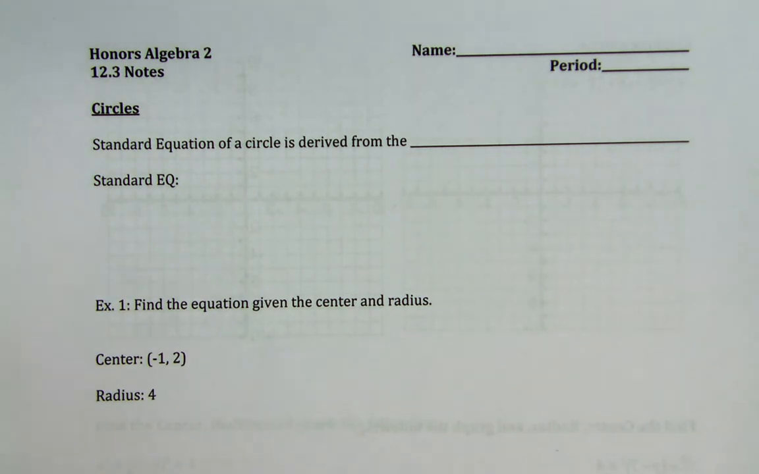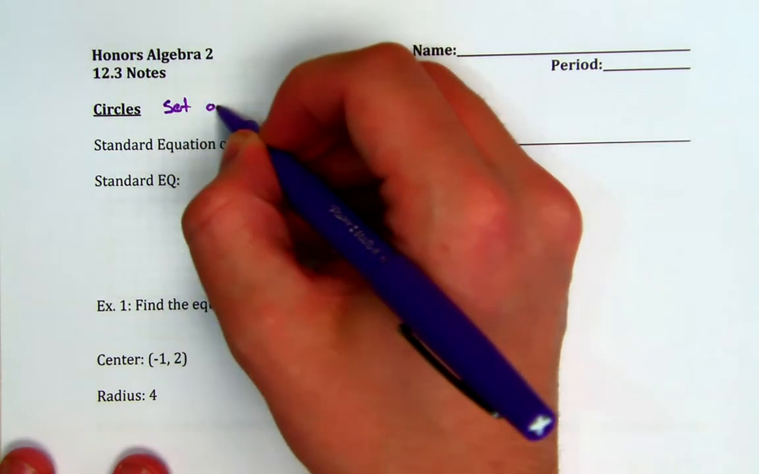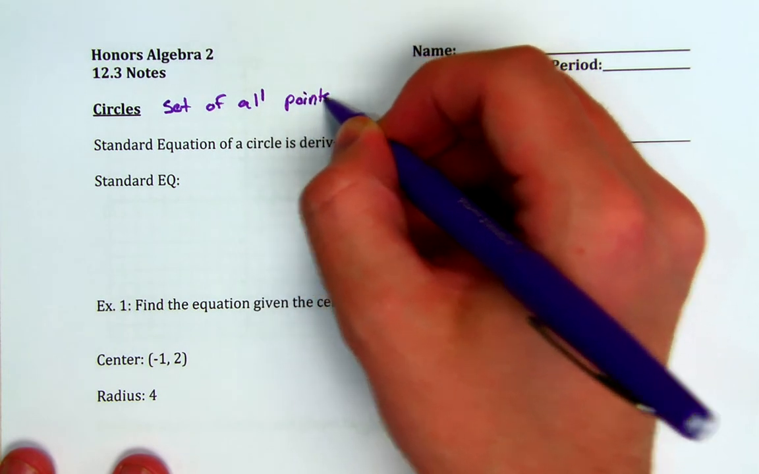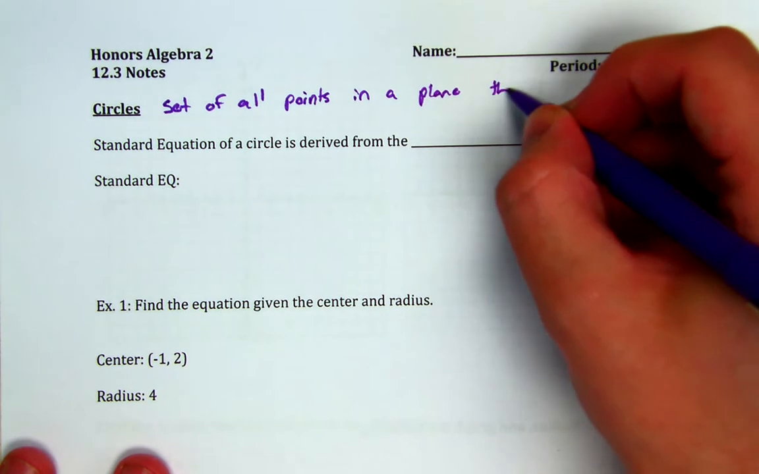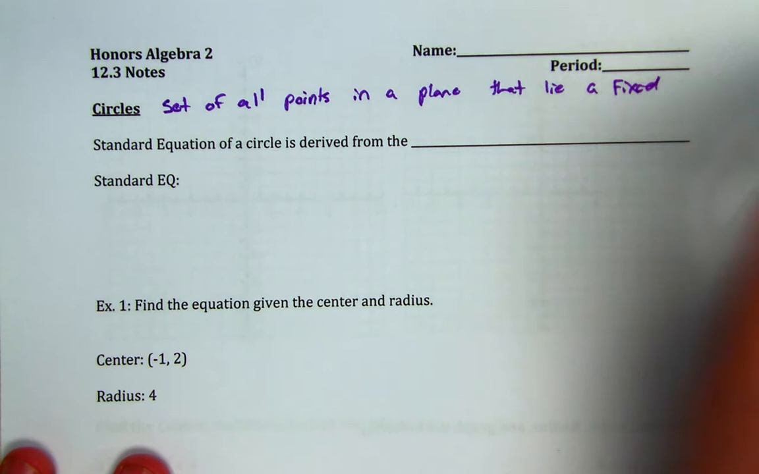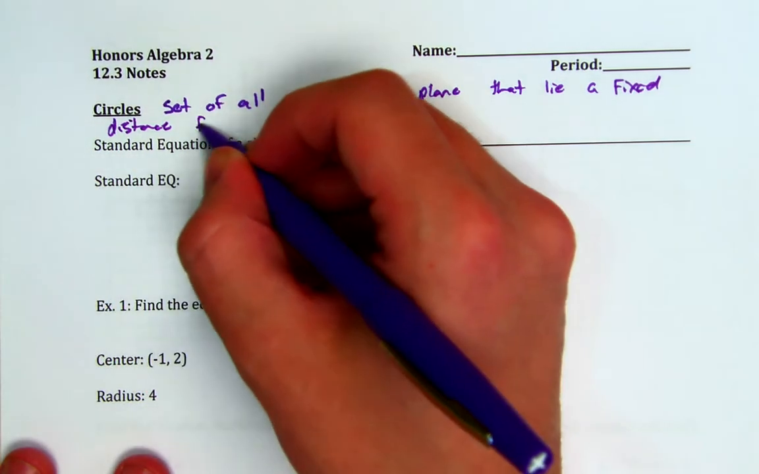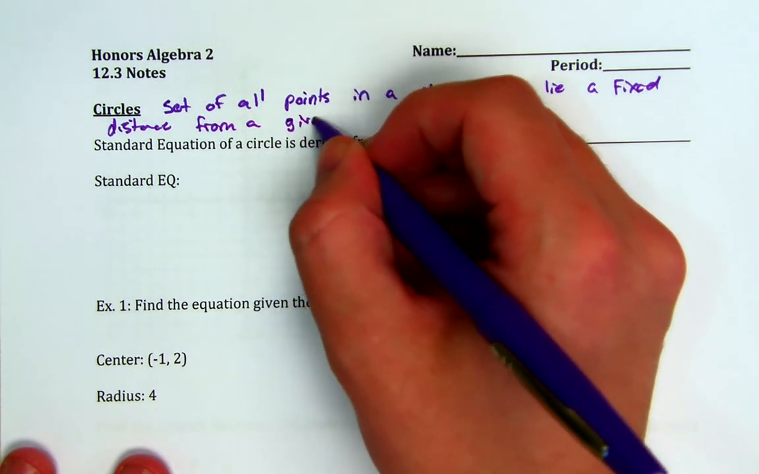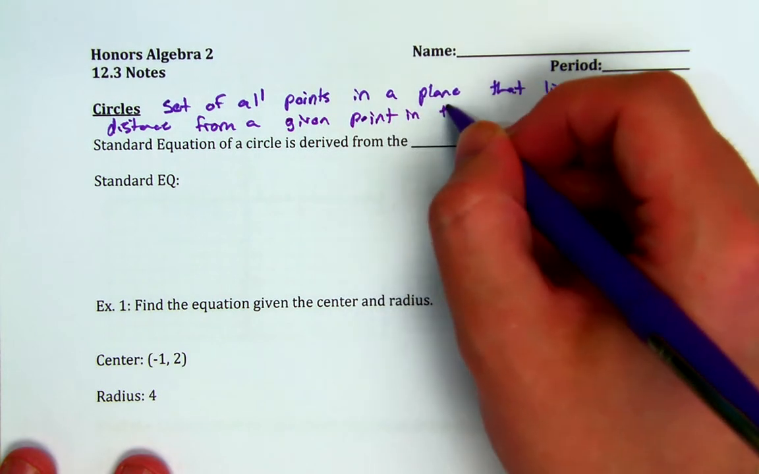So first let's talk about what a circle is. Well, a circle is the set of all points in a plane that lie a fixed distance from a given point in the plane.